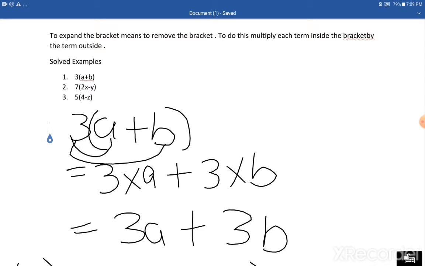3 times a plus 3 times b. 3 times a, a number by a letter, will just give you the number and the letter. It's simple. You don't need to do any math or anything. Plus 3 times b will just give you the number and the letter, like I said earlier.